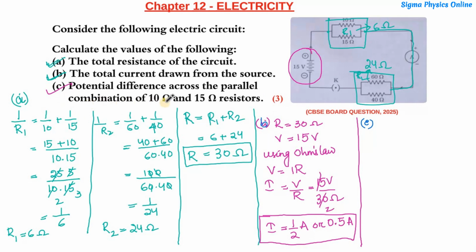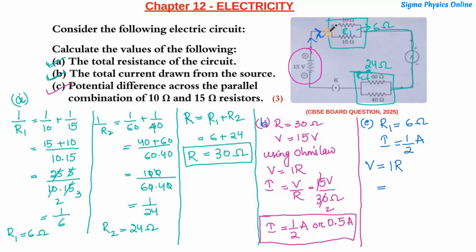Now let's find out the potential difference across the parallel combination of 10 ohm and 15 ohm resistor, that is this part. Now we know the equivalent resistance of this part, R1, we got it as 6 ohm. Now the current flowing in this circuit, we got it as 1 by 2 ampere. So we need to find out the potential difference across this end. So again we'll use Ohm's law. So V is equal to IR.